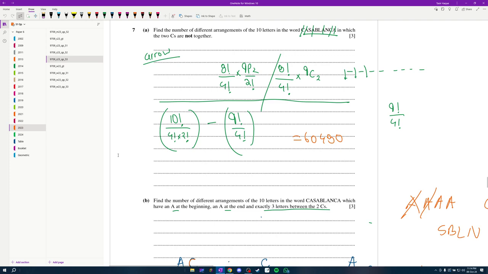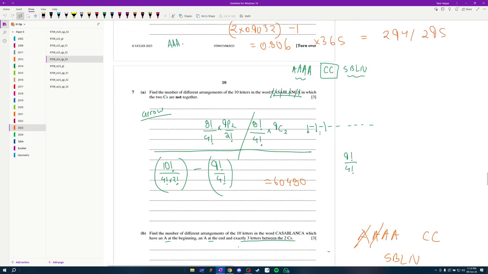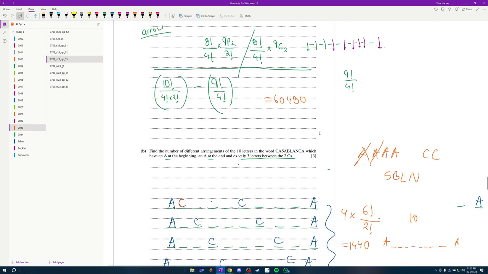So we're going to ignore them. So Casablanca, right? 2 C's, 4 A's, S, B, L, N. So I'm ignoring the C's, so I have 4 A's and S, B, L, N. That's 8 factorial divided by 4 factorial because of the repeats. Then times, I have 9 arrows, as you can see. 9 arrows. 1 more always. So that's 9C2 because the C's are identical. Or you could find out the number of arrangements where the C's are together and then subtract from the total, okay?